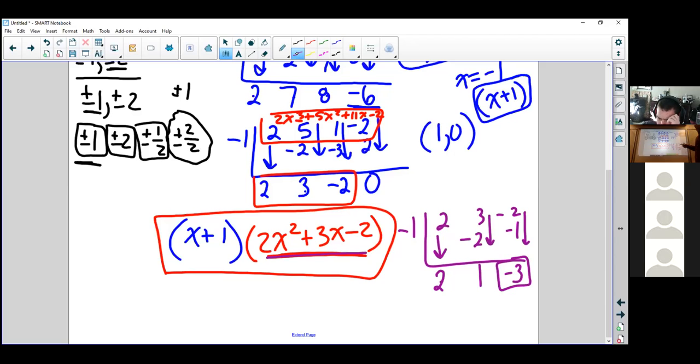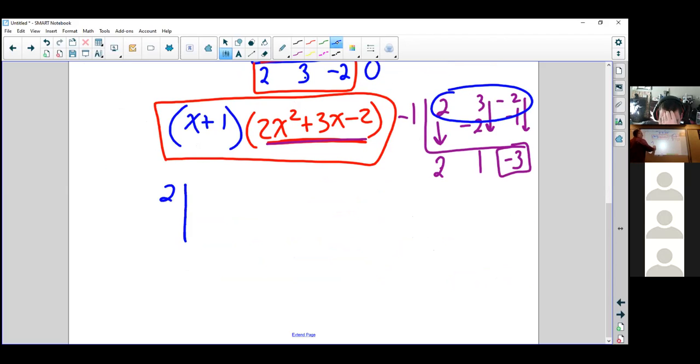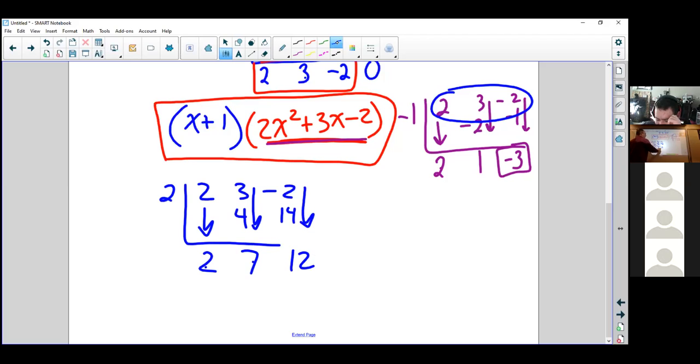But then I can say, okay, I had other iterations. I've gone through as much as I can with a +1. So now let's try the +2 to see if it works. And I'm just going to see if the +2 works here. I don't need to see if it works anywhere else. Okay, so I have 2 divided into 2, 3, -2. Bring this straight down. That's 2. 2 times 2 is 4. That gives me 7. 7 times 2 is 14. Bring that straight down. That gives me 12. Well, +2 didn't work. So let's try the -2 on the same thing.